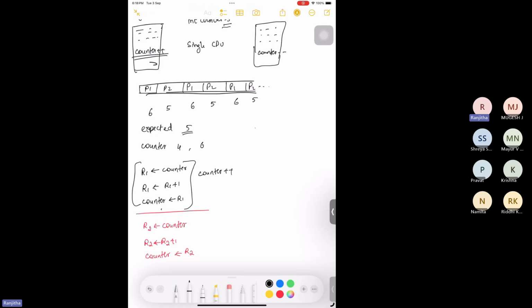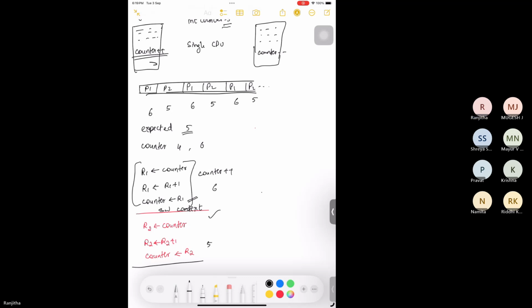So if the context switch happens here, from P1, P1 stops the execution at this point. Then the timer interrupt happens and the scheduler schedules P2. So again the context switch happens here, and if this continues, then the value will be 6 and 5. So this works fine.